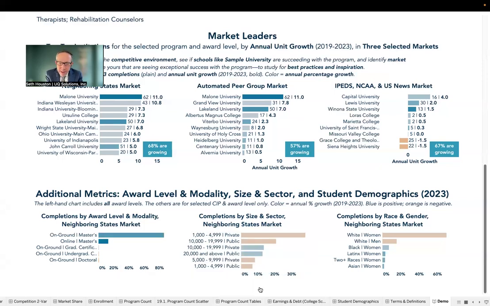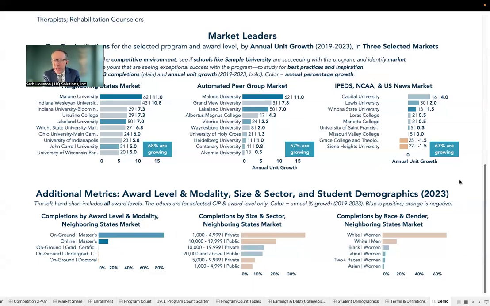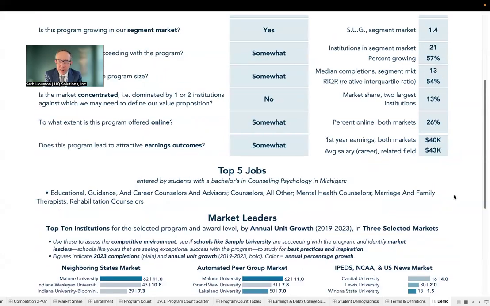The bottom part here looks at some broad trends in terms of award level and modality for this program, what kinds of schools dominate. This particular program is dominated by smaller private schools. Then the demographics of the students who are taking this program in our specific markets. We can see who's taking this program in our specific market, all down here.